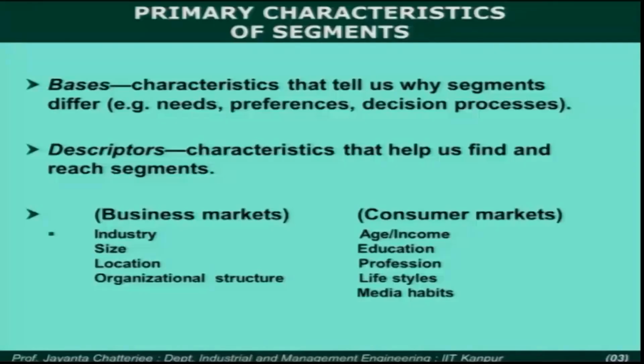Now, there are some primary characteristics of segments, like there can be a base and descriptor. So, for example, it can be business market versus consumer market. In business market, the base segments could be by industry. So, therefore, you might be producing say gears, and the gears depending on size and various types of other features could be meant for cement industry. There could be another set of gears meant for the steel industry, there could be another set of gears which will be meant for food processing industry.